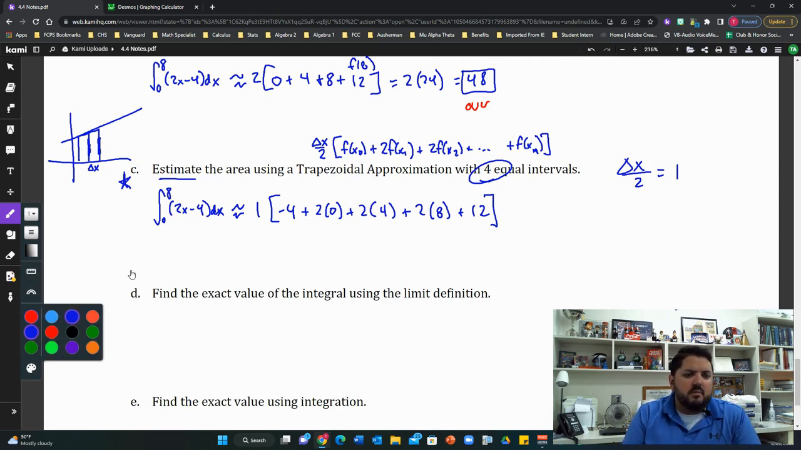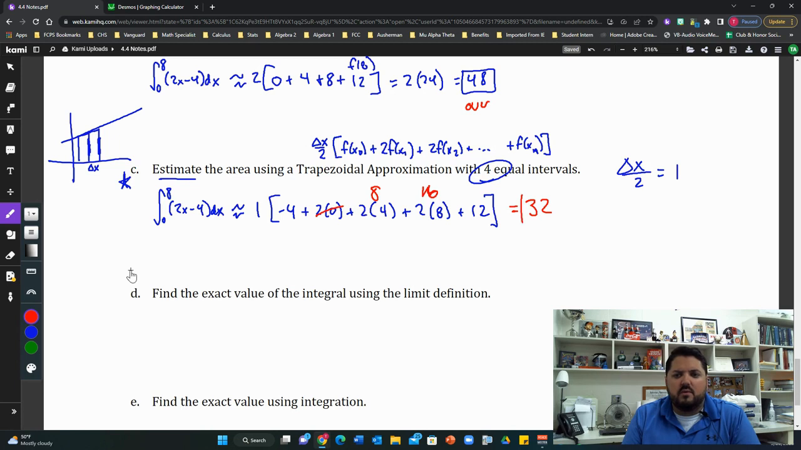So then we go through and combine. So this guy is 0. This turns into 8, 16. So we end up with -4 plus 8, which is 4, plus 16 is 20, plus 12 is 32. So that is our estimation of the area using the trapezoidal approximation, but also, again, because it's a linear function, this actually is the real area of this function. So that's trapezoidal rule, just a reminder.